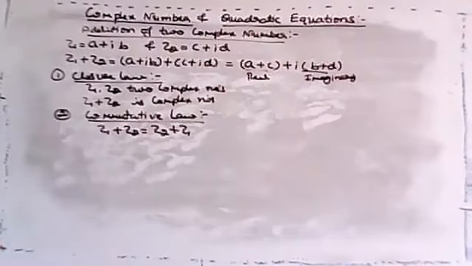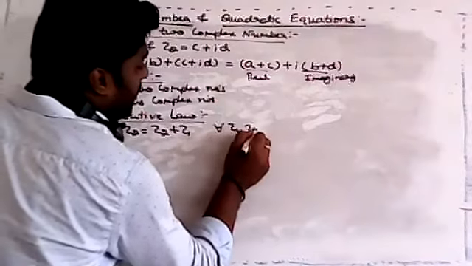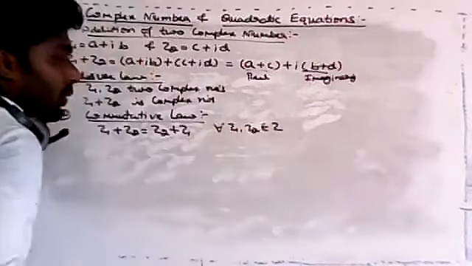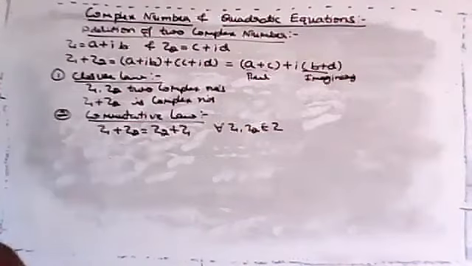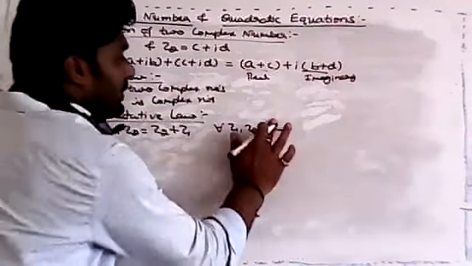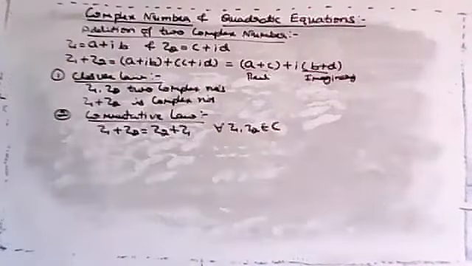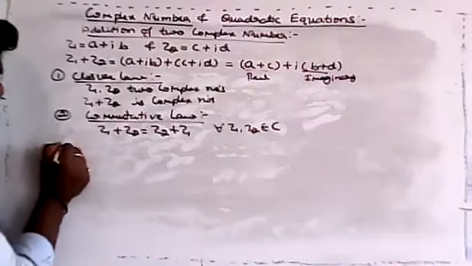Correct or not? Z1 plus Z2 is equal to Z2 plus Z1, for all Z1 and Z2 belonging to the complex numbers. Here also the same thing: Z1 and Z2 belong to the complex numbers, which I'm writing as C. Correct. Now we move on to the associative law.